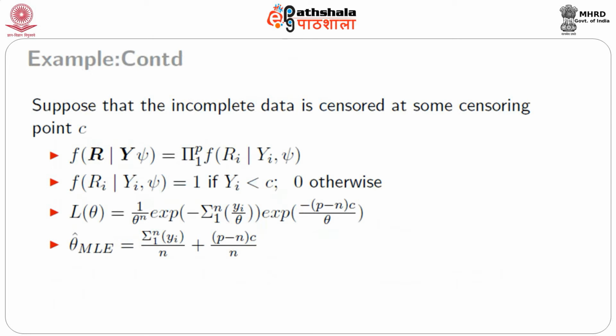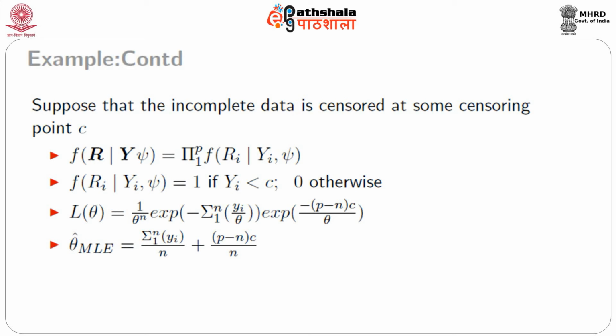Suppose instead that the incomplete data is censored at some censoring point C. So, here we cannot ignore the missingness; it is not completely at random, but is dependent on the censoring point C. If the observation is more than the censoring point C, it is missing, else it is not missing. So, here f of r conditional on y and psi comes out to be the product i equal to 1 to p of f of ri given yi, psi.